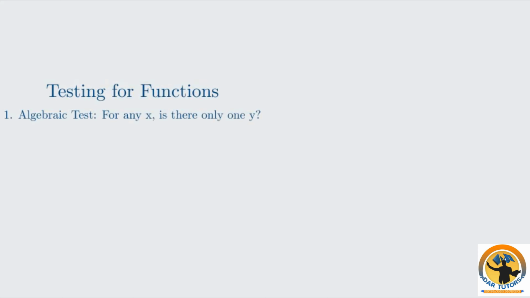So how can we tell if a relation is a function? We have 2 main tests. The first is the algebraic test. If you have an equation, substitute any value for x. If you always get 1 and only one value for y, then it's a function.